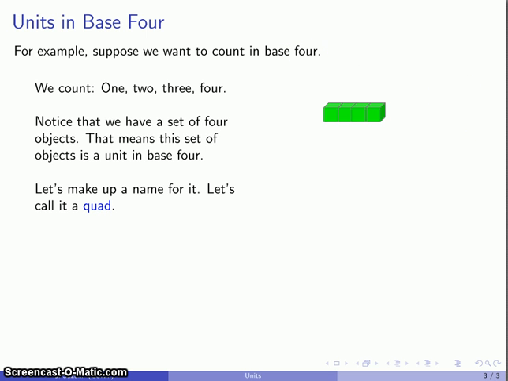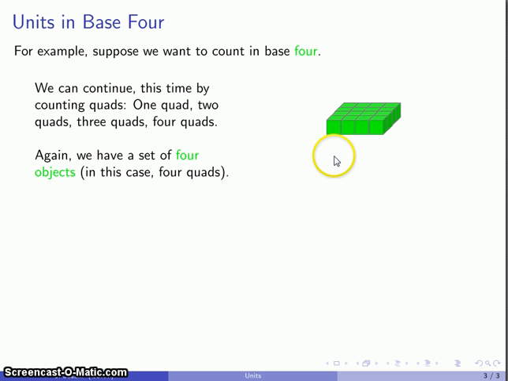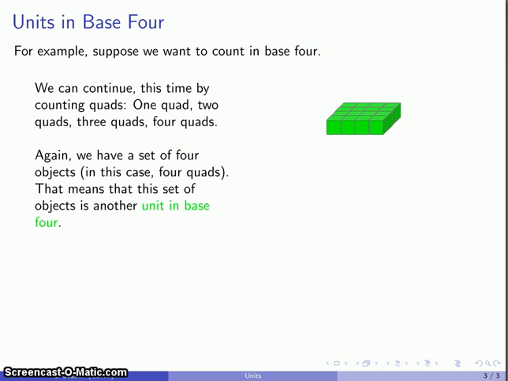I can also count by these as my unit. So let's count by these units. I can have 1 of them, 2 of them, 3 of them, and 4 of them. And again, what I have at this point is a set of 4 things, and I can use this as my next unit. And again, the thing that makes it a unit is that it is 4 of something.